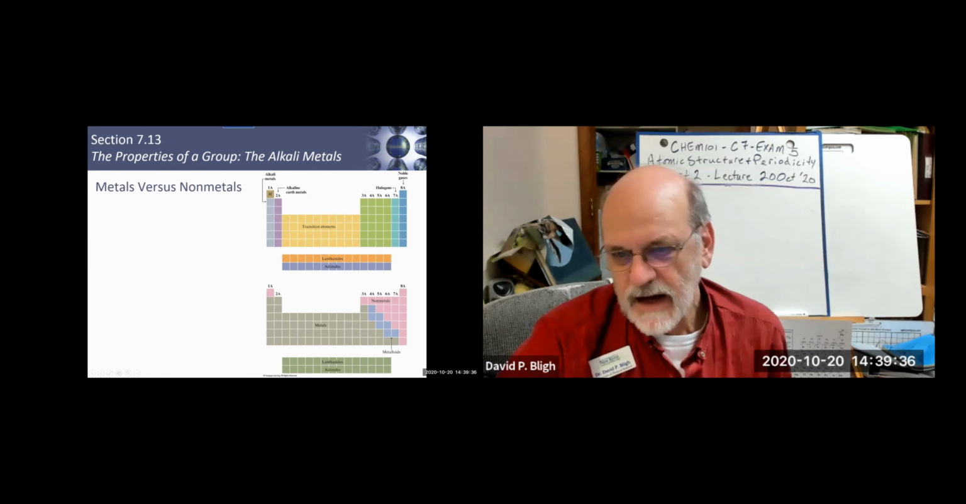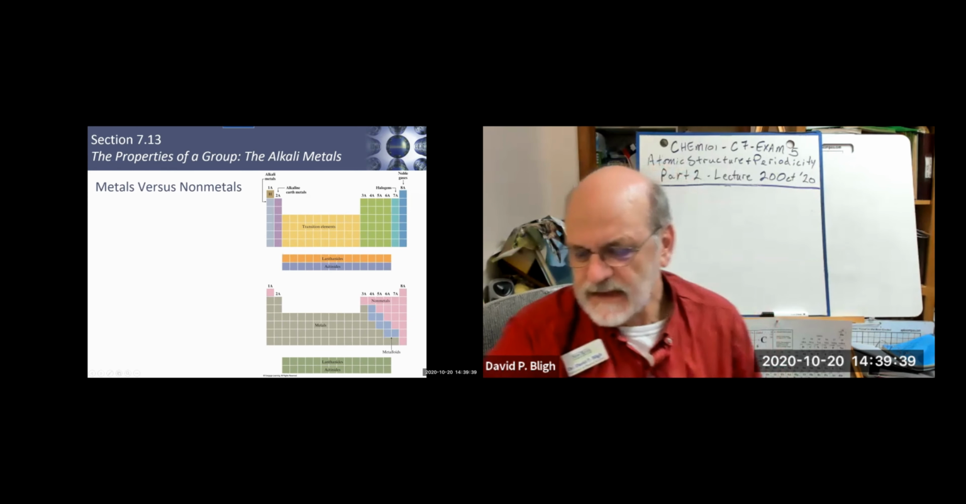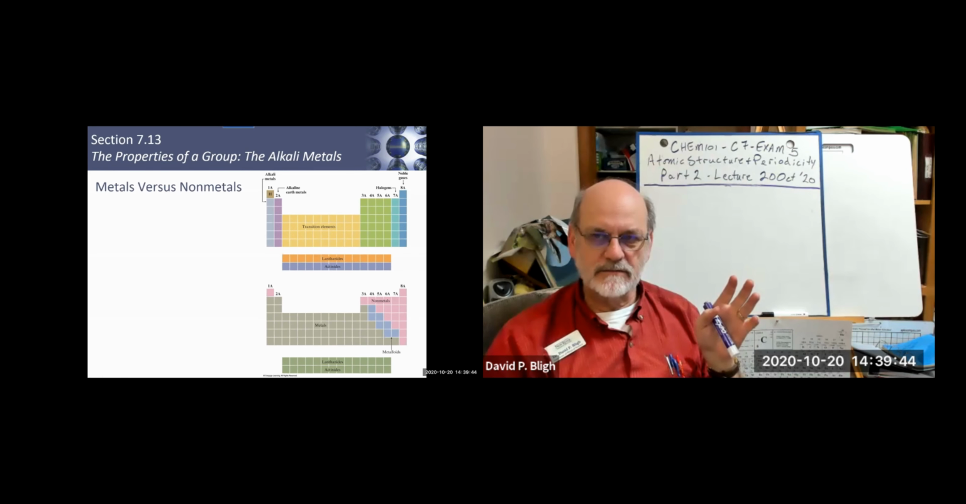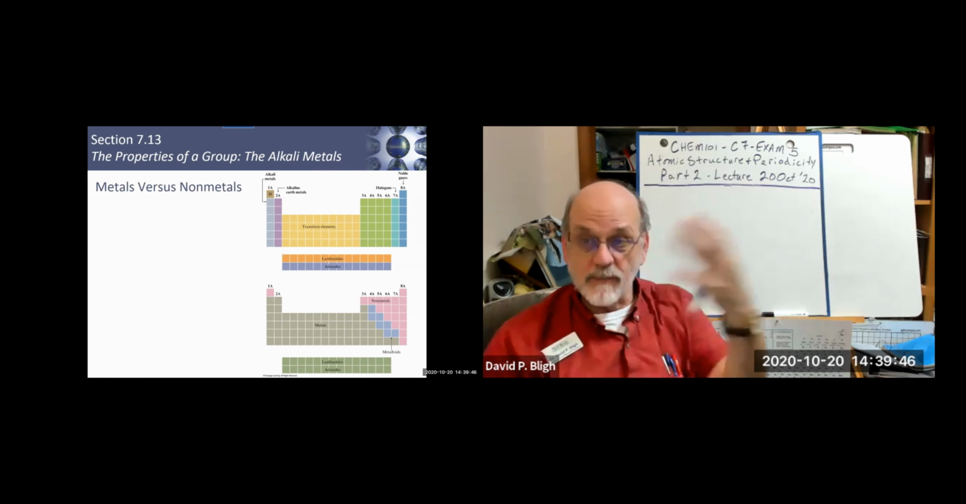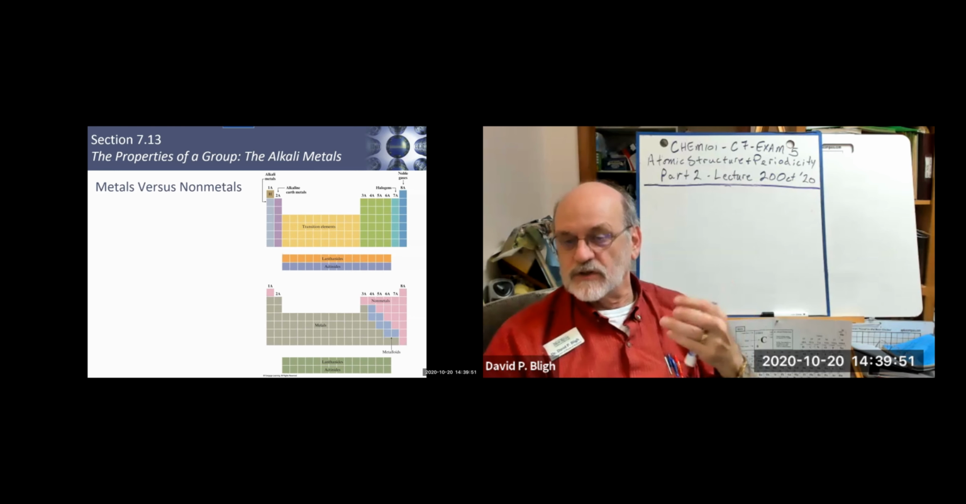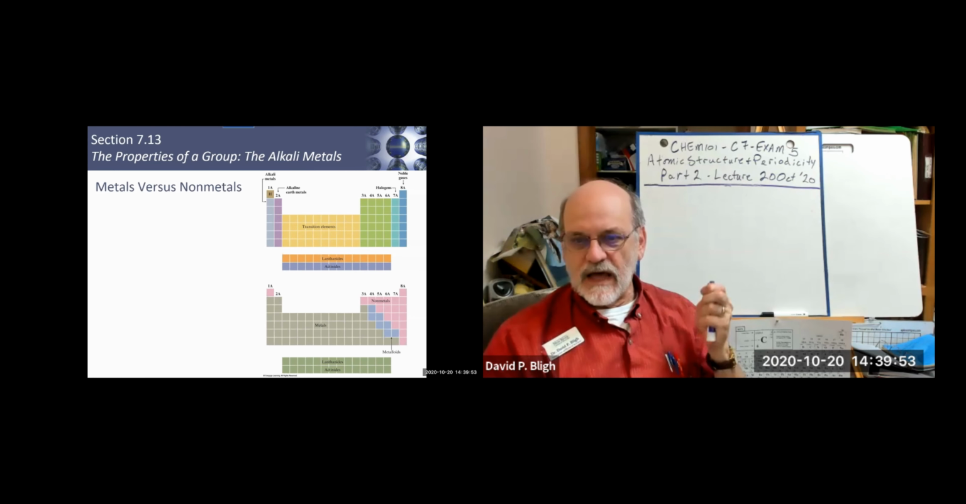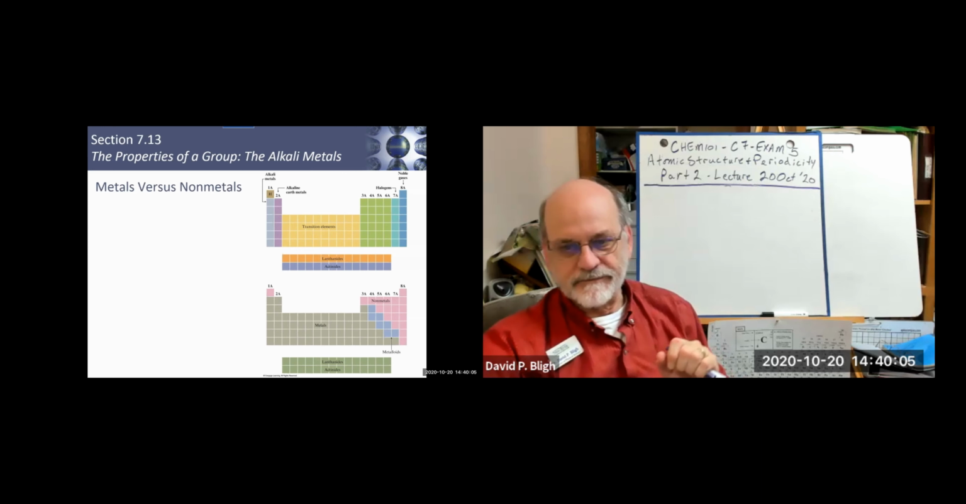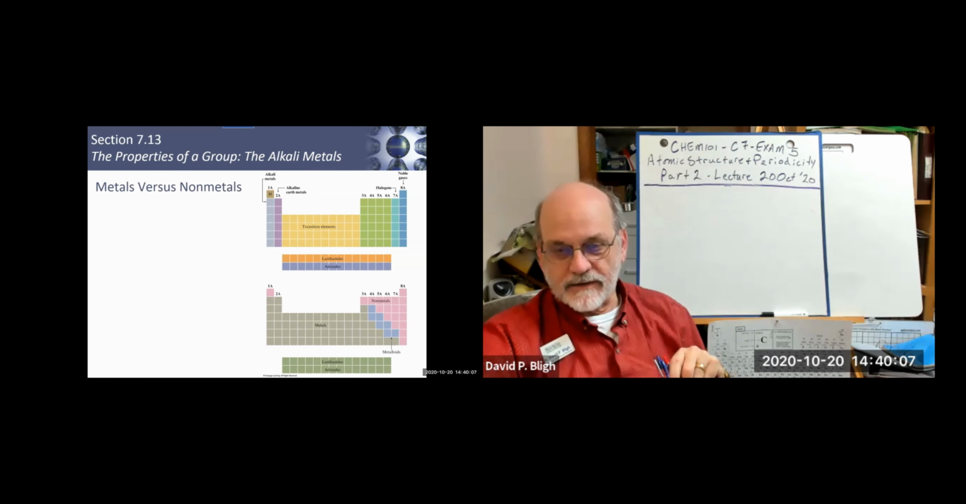Metalloids. Metalloids are given that name because sometimes they behave as metals. They want to give up electrons. Sometimes they behave as nonmetals. They want to accept electrons. And those metalloids are very useful in the semiconductor industry because they can go both ways. That's all I can say about that because I'm no expert on semiconductors.